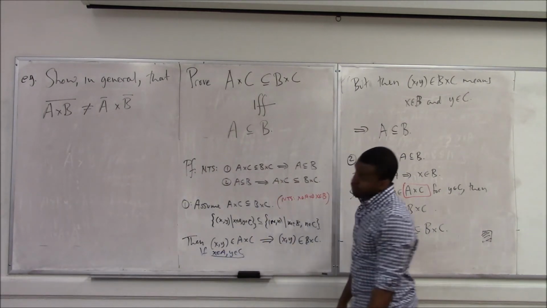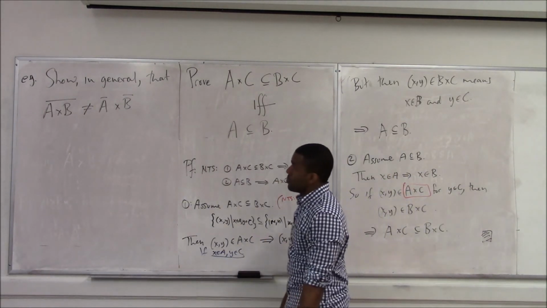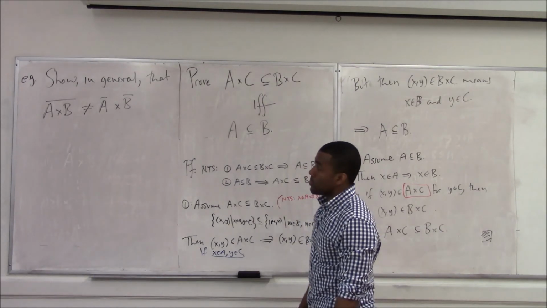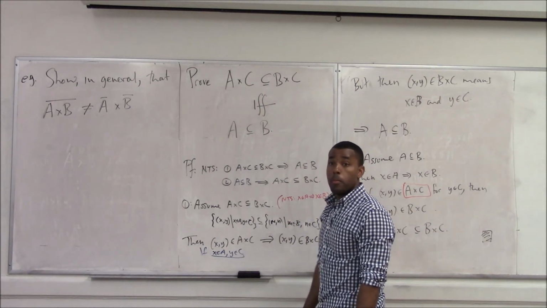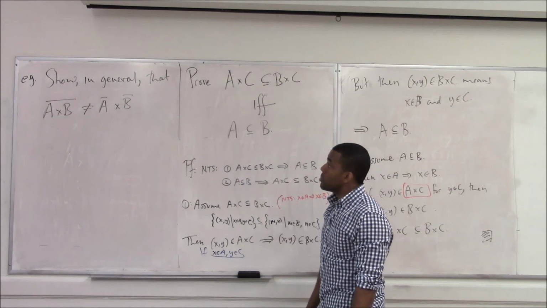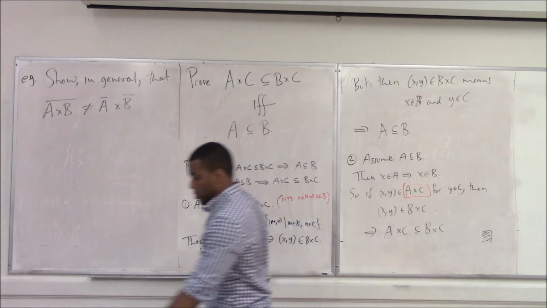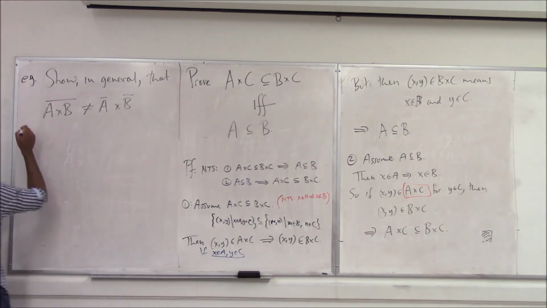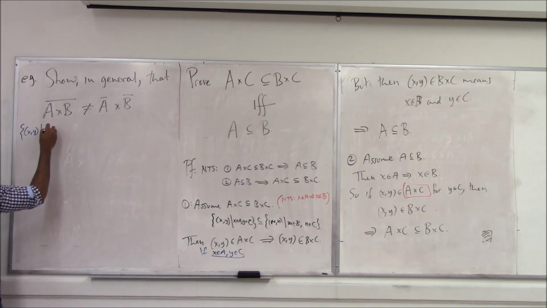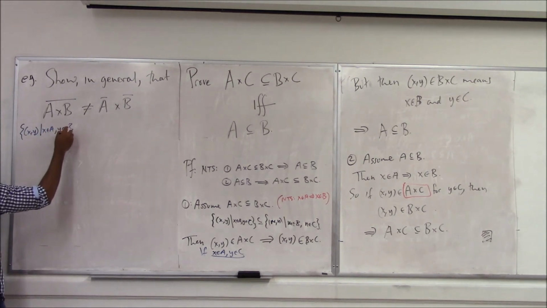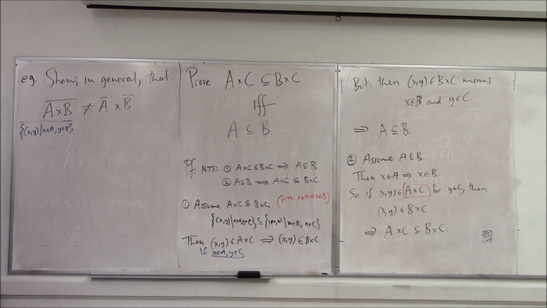Ideas? Write the definition of A cross B. Okay, so what's that definition? This is just the set of things that look like (x, y) such that x is in A and y is in B, and we're taking the complement of that.